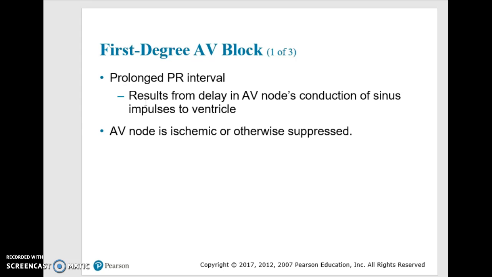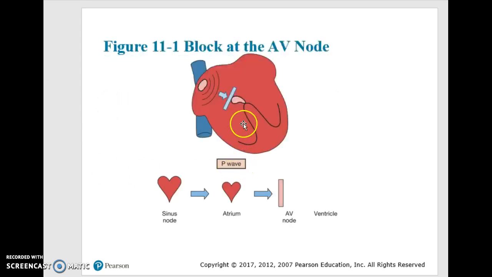But just know that in the first degree AV block, the site of the block occurs in the AV node. So going back up, with a first degree AV block, the AV node is actually the site of the block. We had mentioned that blocks can occur in the bundle branches, and they still can, but in a first degree AV block, the site occurs here in the AV node.